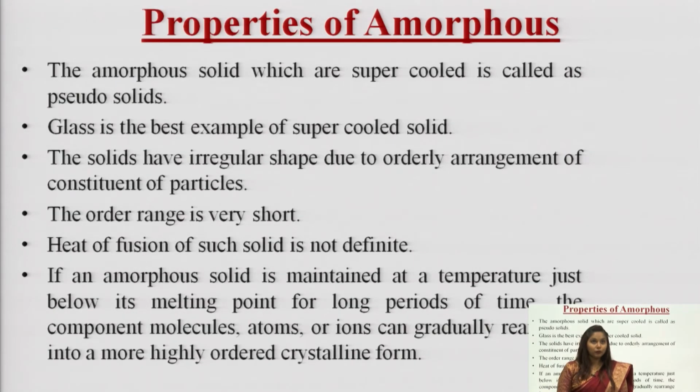Now, properties of amorphous form. The amorphous solids which are supercooled are called pseudo solids. Glass is the best example of supercooled solids. The solids have irregular shape due to the orderly arrangement of constituent particles. The solids have irregular shape.